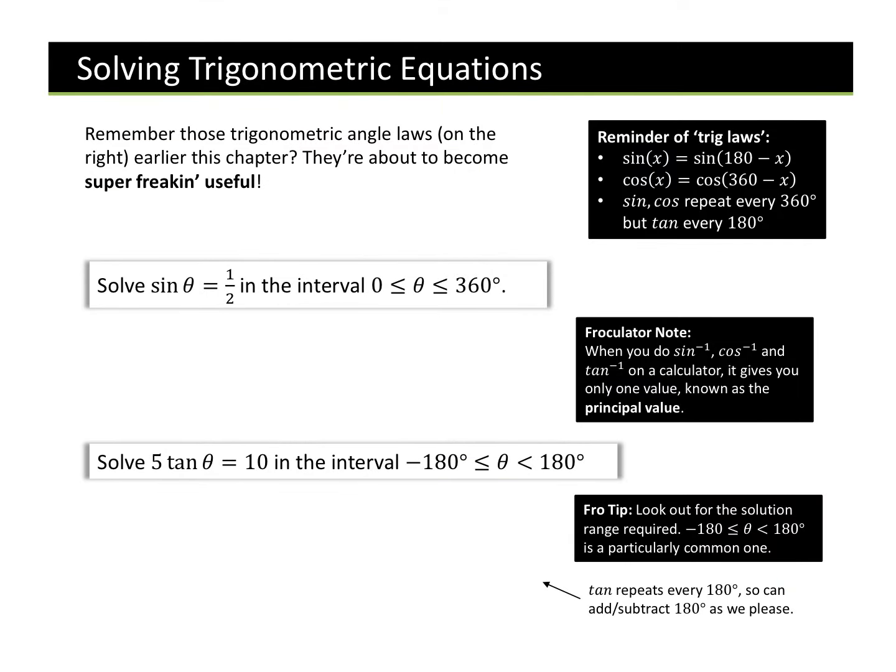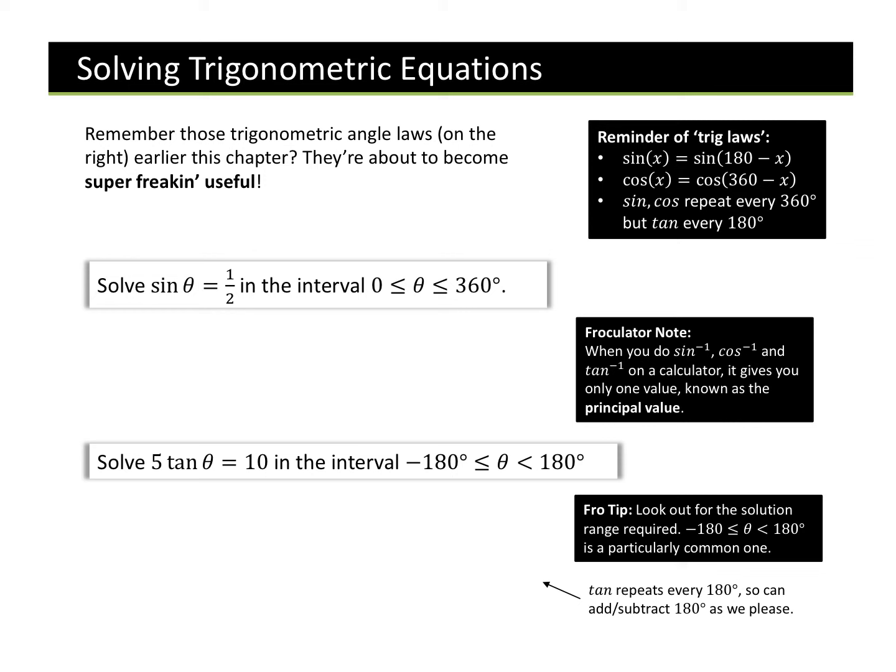Okay, so now we're going to look at solving trigonometric equations. They're going to become really, really useful now. It's really simple, we're just going to ease into it. So, for example, it says solve sine theta equals a half in this interval between 0 and 360. We've already previously looked at this, so this is just a bit of a quick recap.